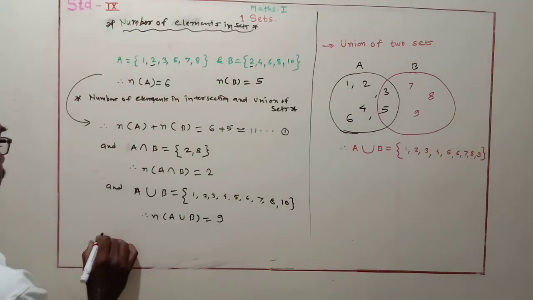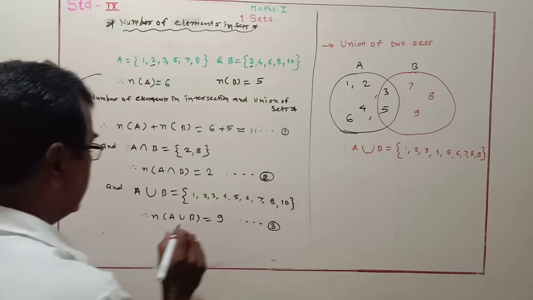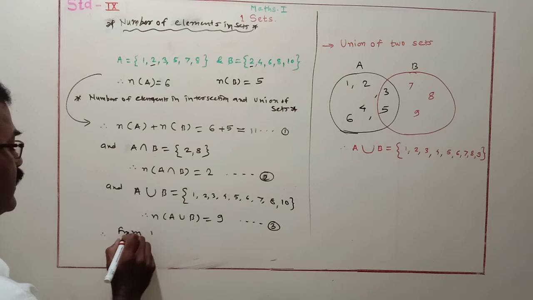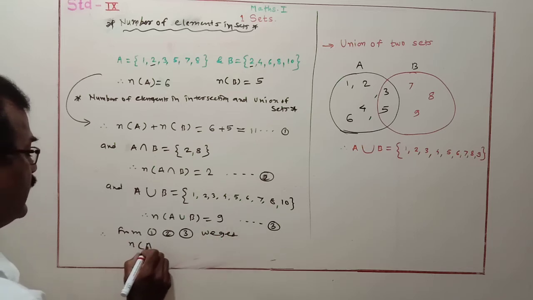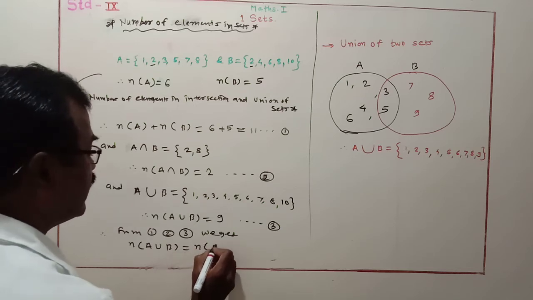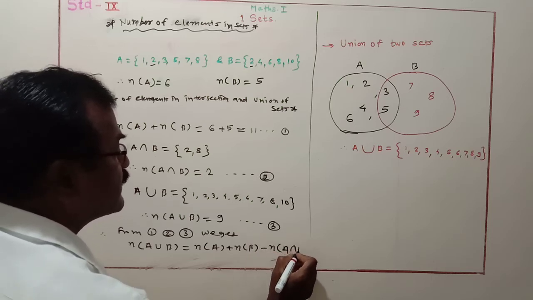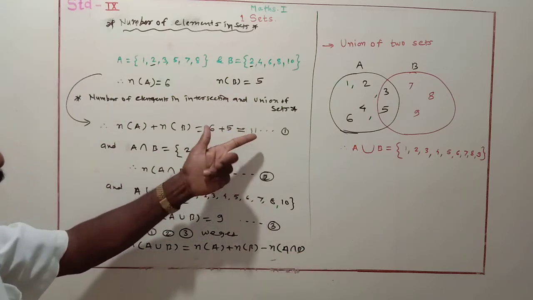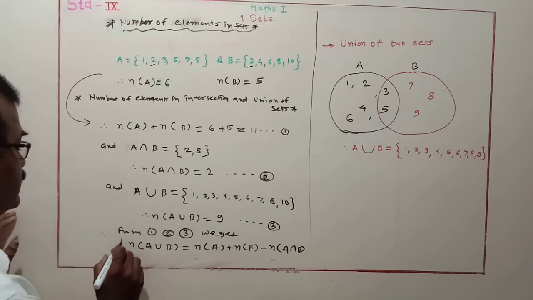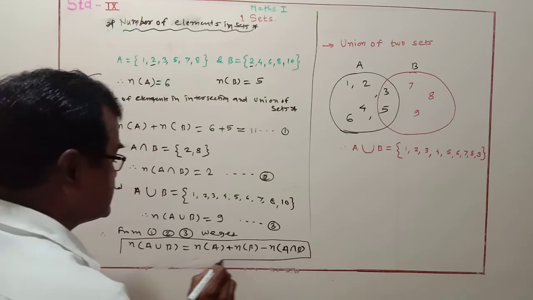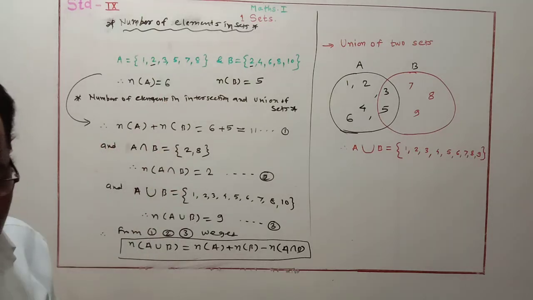Therefore we write, from 1, 2, 3 we get n of A union B is equal to n of A plus n of B minus n of A intersection B. If we subtract this from the sum of the two, we get n of A union B. Therefore this is the formula of number of elements in intersection and union of two sets.